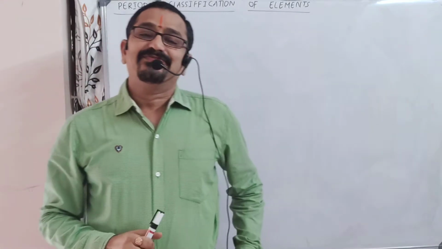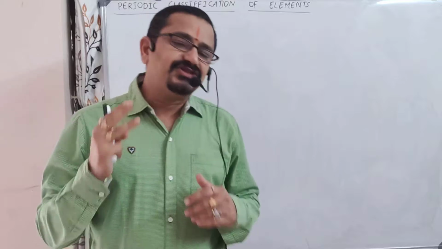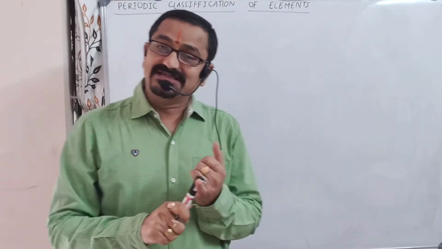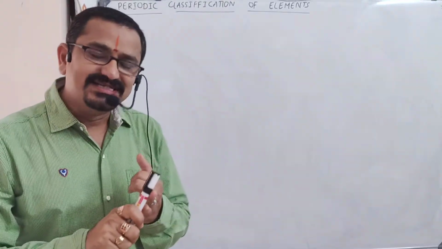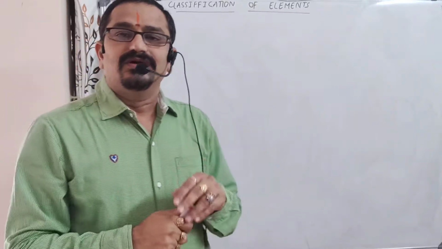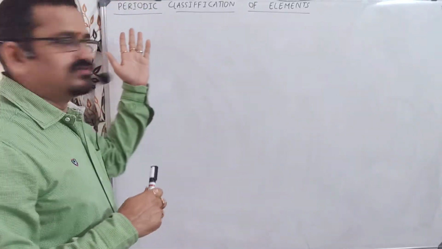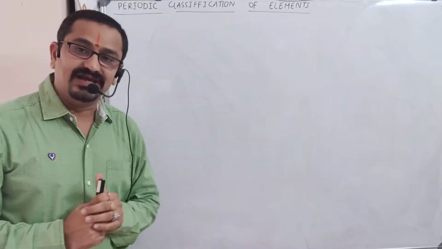Good morning, students. So far, we have discussed three chapters, namely basic concepts of chemistry, redox reactions, and atomic structure. Now, let us start a new chapter, the fourth one, that is periodic classification of elements.